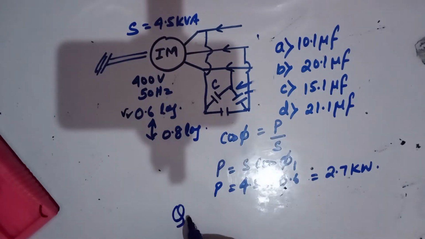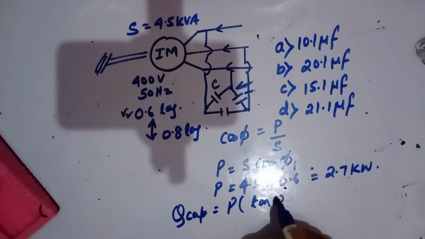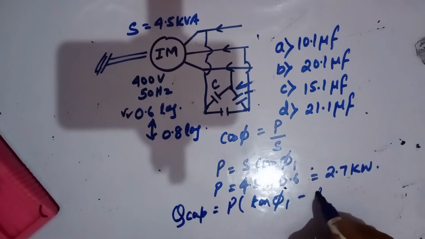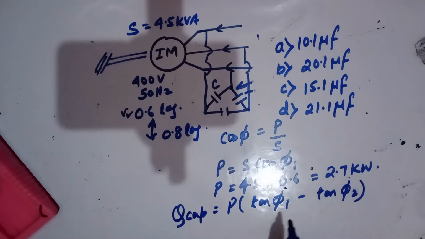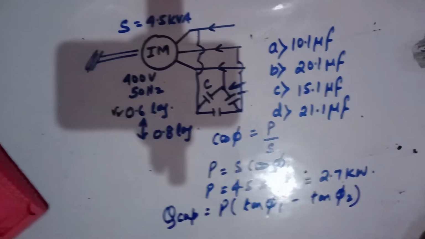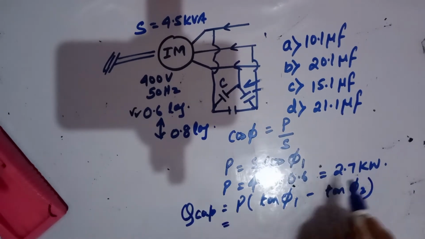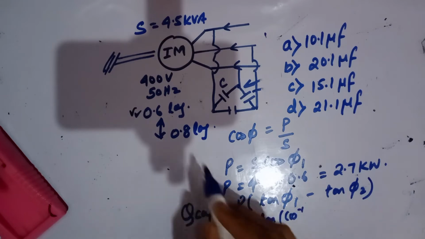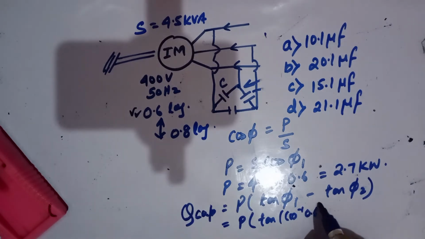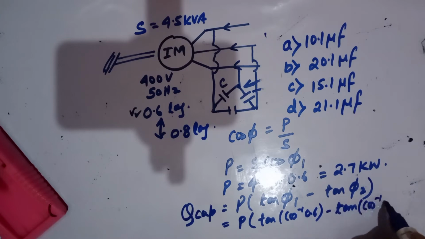We have a formula, that the capacitor rating is P into (tan phi 1 minus tan phi 2). So you need to find out phi 1 and phi 2. So you take P, which we have already calculated, times tan of cos inverse 0.6 minus tan of cos inverse 0.8.